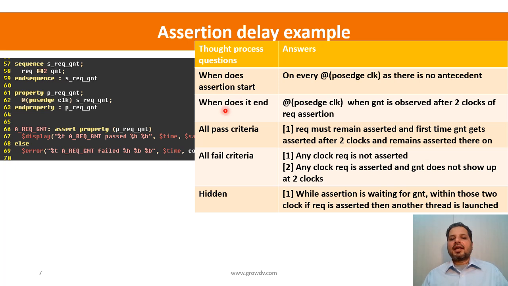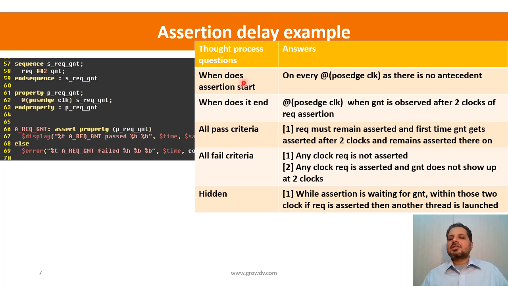The next question that I need to ask is, when does this end? As we have already seen, on a passage of clock, when the grant is observed after 2 clocks of request assertion, one thread of the property will end. That is when that is going to end. So we have to ask these 2 questions: when does it start, and when does it end?